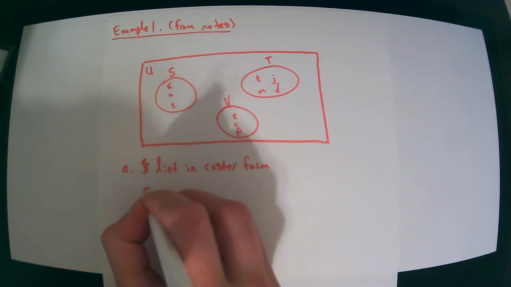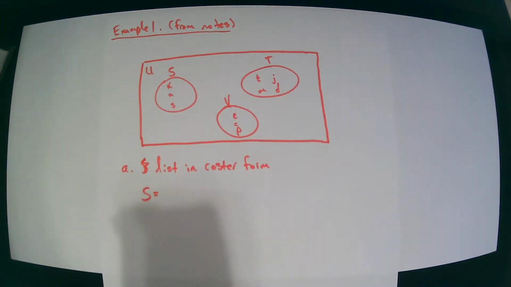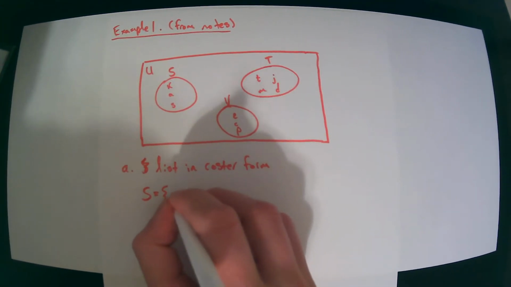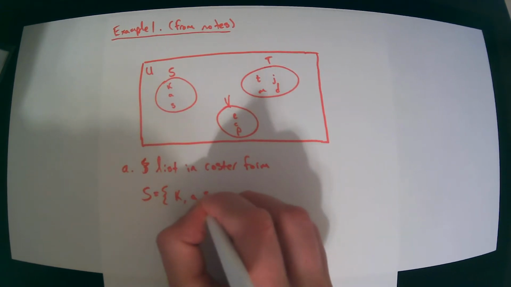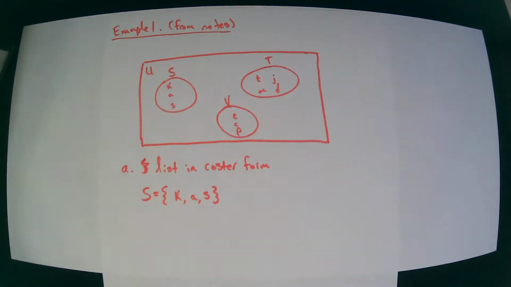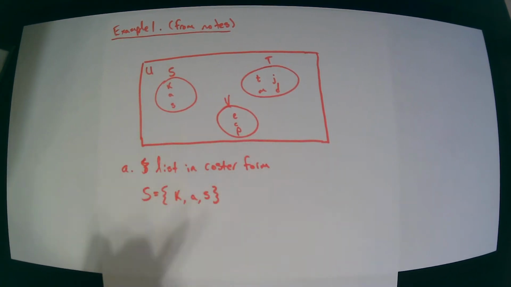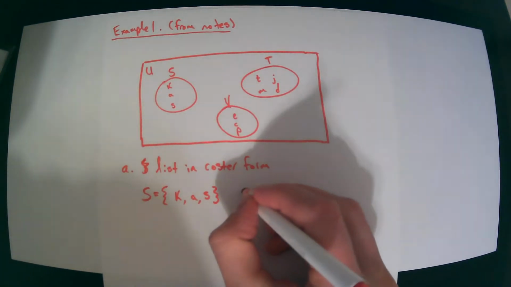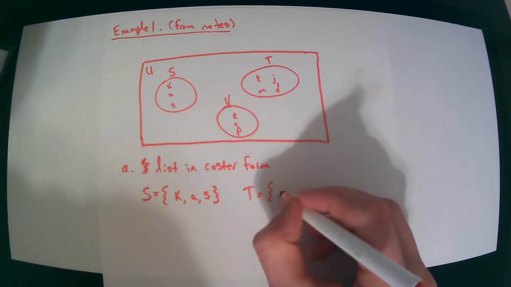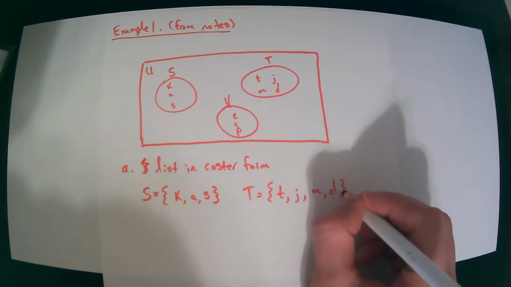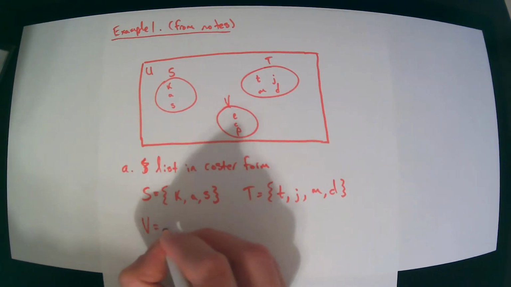Using shorthand because the full statement is written out in those notes. S is the set K, A, S, just like that. The set S is the elements K, A, and S, all separated by commas. T is the set T, J, M, D. And V is the set.